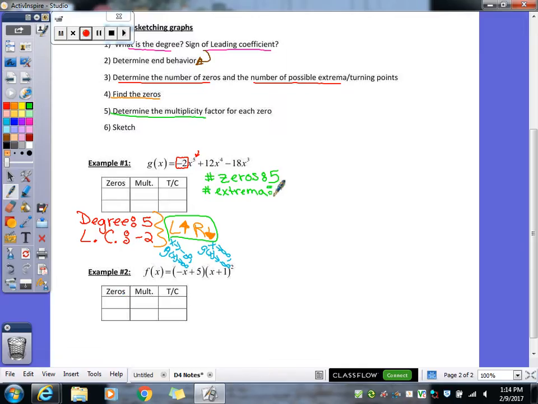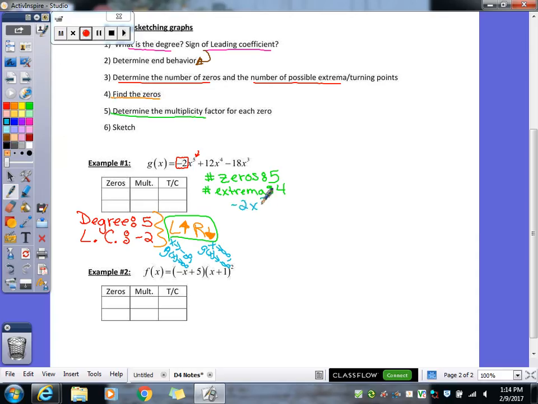All right. Back to our extrema. Now, for your extrema, I did talk about this a little bit in our last day of notes. It's whatever your degree is minus 1. So the most number of extrema we could possibly have is 4. That's not saying we're definitely going to get 4, but we could have up to 4 maxes and mins within this problem here. All right, next one.